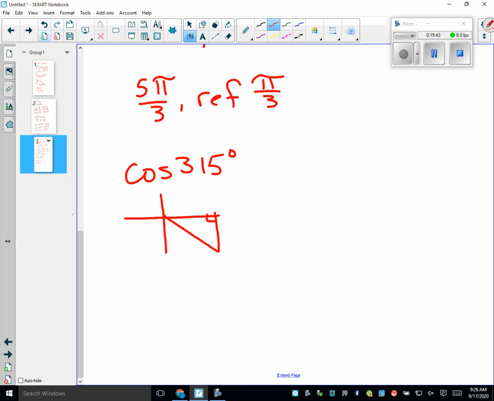What is my x side? Oh, we have to find the values. What is this side? 1. What is this side? Negative 1. What's my hypotenuse? Radical 2. So what is the cosine of 315? Radical 2 over 2. You remember doing this?